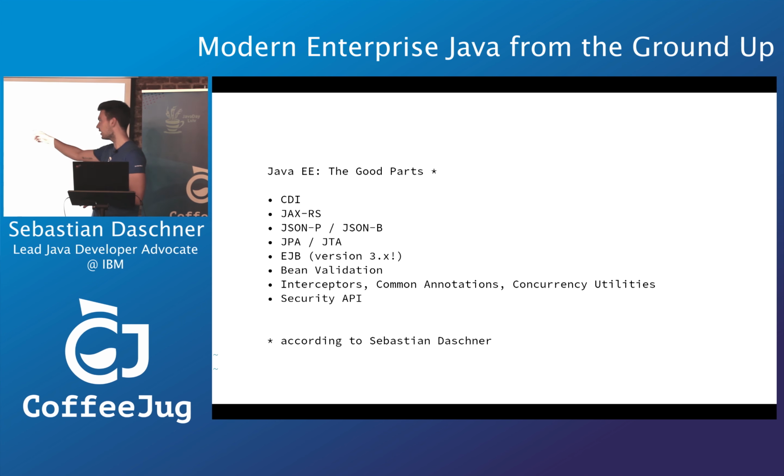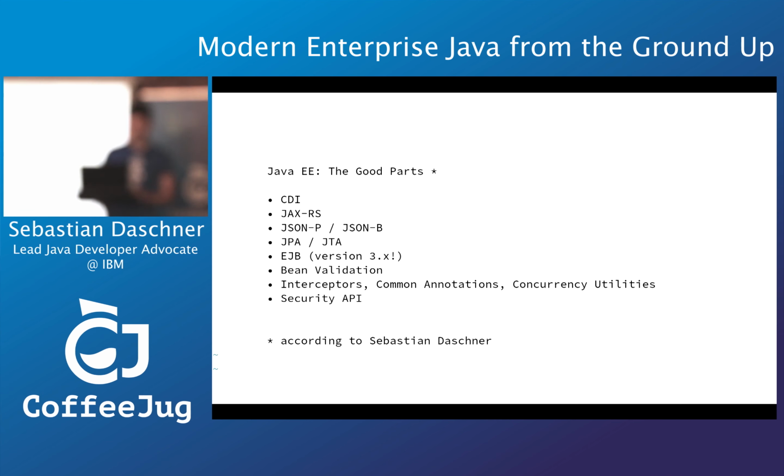Things like CDI, JAX-RS, JSON-B, JSON-P for JSON binding, right? JPA, even if you use Spring, you typically use that as well, like servlets. JTA for transactions, for persistence, right? EJB, but only in the new version, right? Version 3, not the old stuff. Nobody wants to use that. Bean validation and a few other things, right? So these are parts that are, I believe, very effective and very usable to write modern enterprise applications.